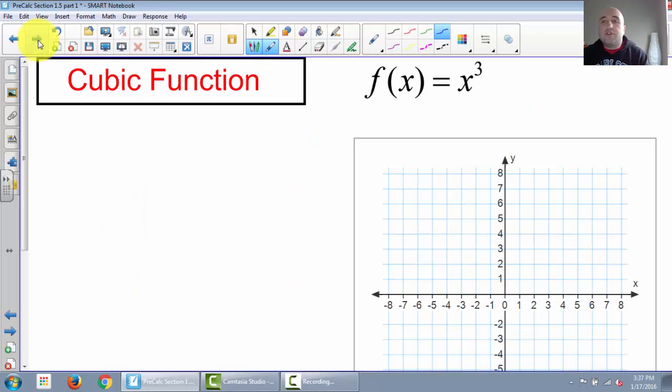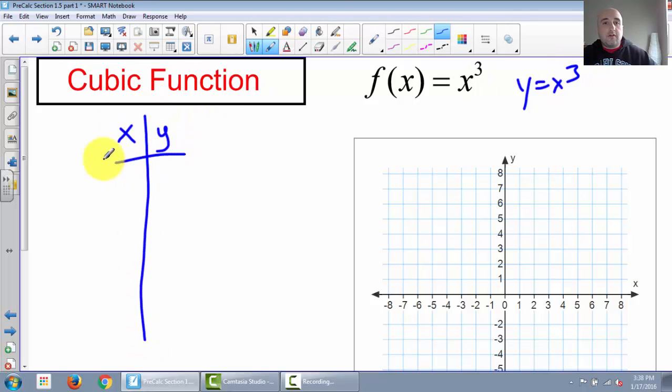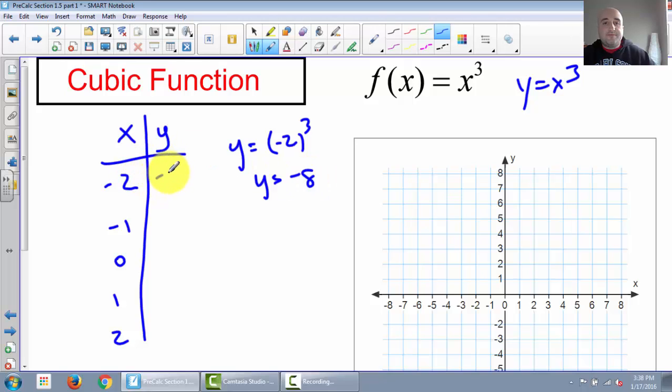All right, next one is called the cubic function. So y equals x cubed. Okay, let's do the same thing. xy, negative 2, negative 1, 0, 1, and 2. So y equals negative 2 cubed. So that's negative 2 times negative 2 times negative 2, which is equal to negative 8. Negative 1 cubed is negative 1. 0 cubed is just 0. 1 cubed is 1. And 2 cubed is positive 8.